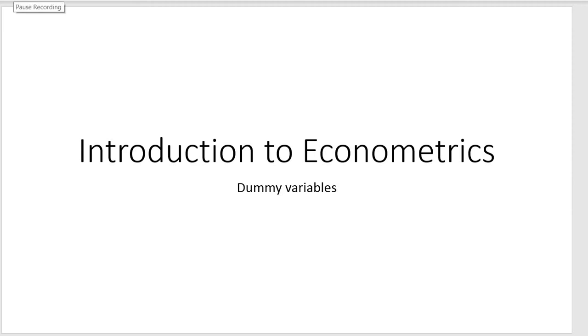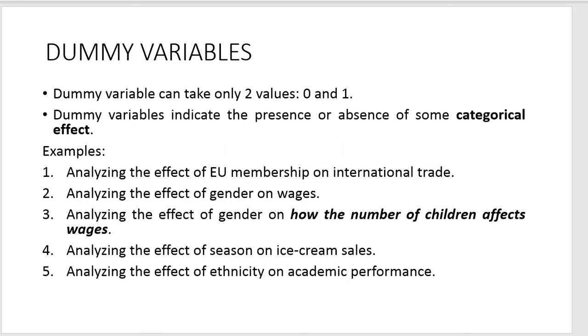Okay, so this video is devoted to dummy variables, and let's start with definitions. A dummy variable is a variable which can take only two values, 0 and 1. It is usually designed to represent the presence or absence of some categorical effect. It sounds weird, but you will get this in a second.